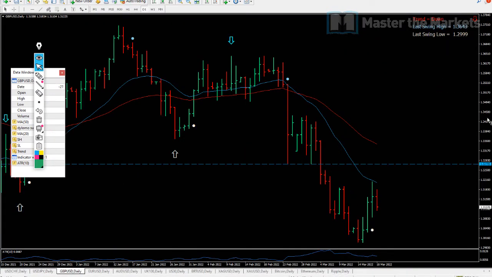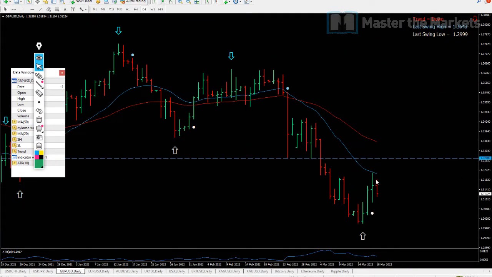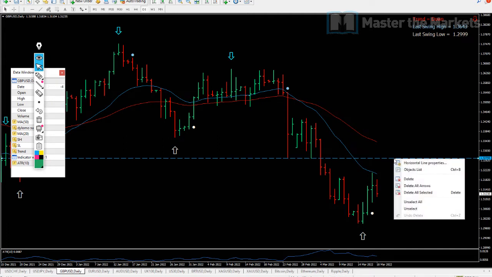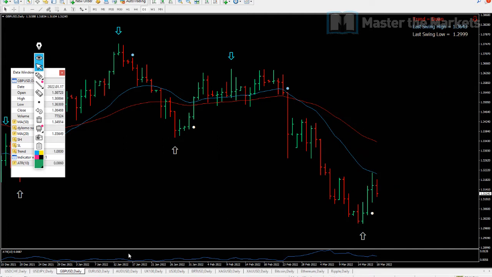GBPUSD, on the other hand, as you can see, open equity still has much more to the upside, but this is a counter trend move. I've checked it on the weekly as well, so we won't really be looking at taking that particular trade.